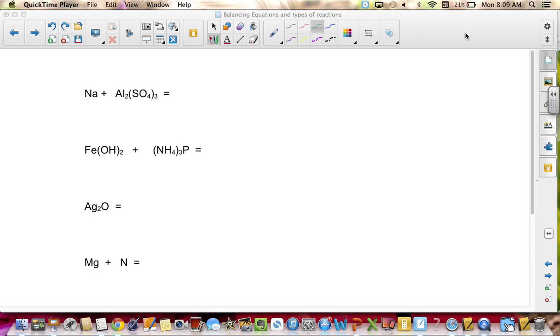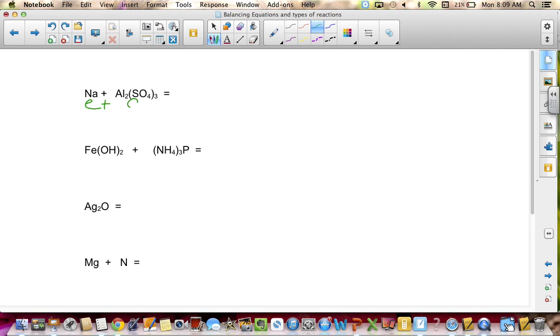So as we go through this list here, this first one, right? Here we've got an element plus a compound. And if you can visualize that, you've got one thing on the left-hand side of our reactants, which makes this a single displacement reaction. This next one, now you've got a compound, iron, oxygen, hydrogen is a compound, plus nitrogen, hydrogen, and phosphorus, that's a compound. So you have a compound plus a compound, that's a double displacement reaction.